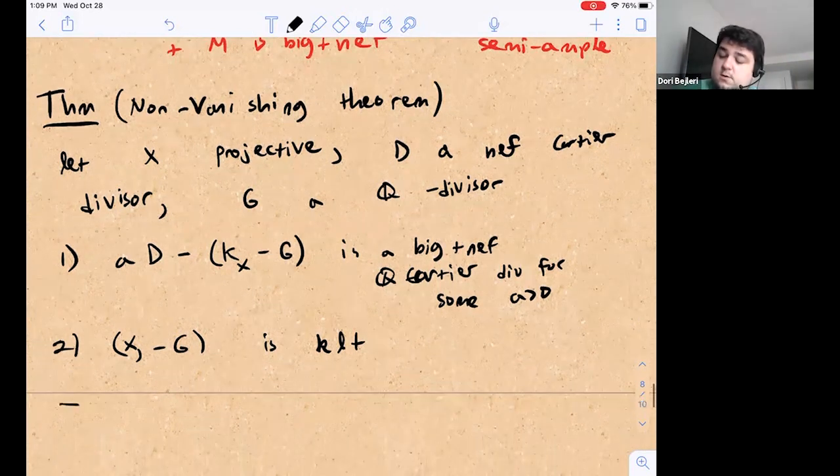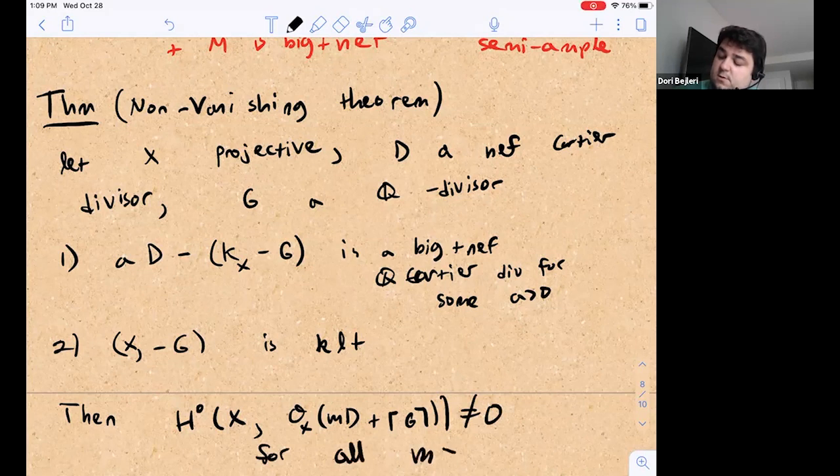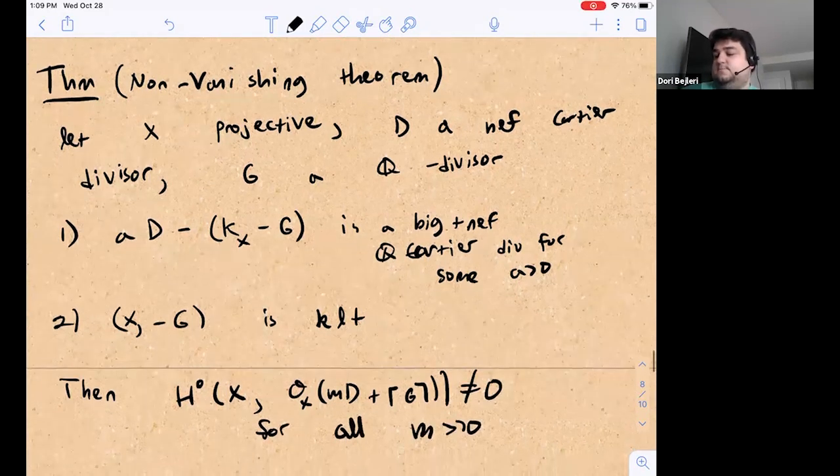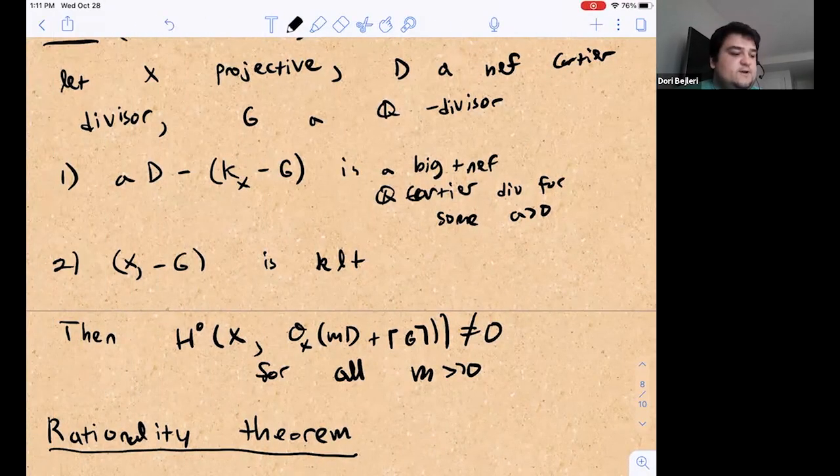Then we have the following non-vanishing, or existence of sections, for the divisor mD plus the roundup of G, for all large enough m. So that gives us a condition on some divisor having sections. So next we have the rationality theorem.